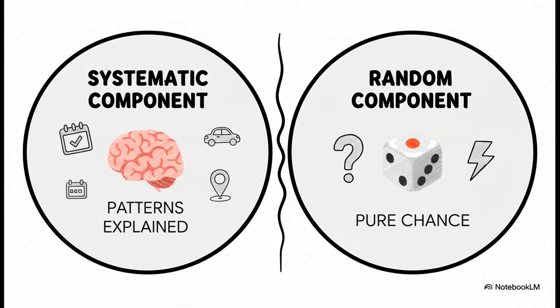The way a GLM thinks about risk is by splitting the world in two. On one side, you have the systematic component. This is all the stuff the model can explain with data, like the fact that younger drivers tend to have more accidents. That's a pattern. On the other side, you have the random component. This is just everything else. Pure chance, a bit of bad luck, stuff they just can't measure. And the whole game, really, is to make that systematic, predictable part as big and as accurate as they possibly can.